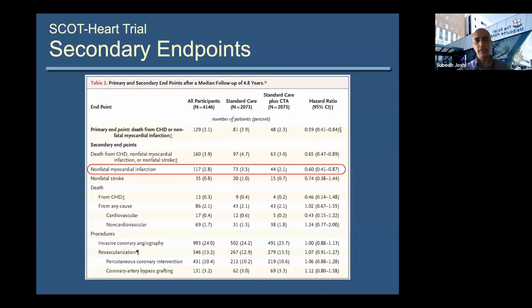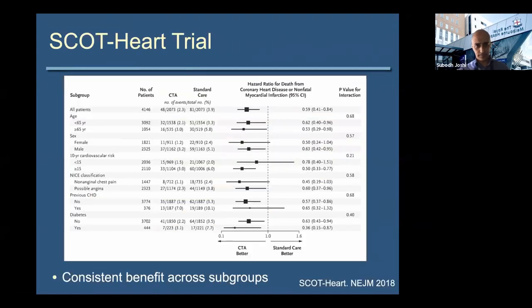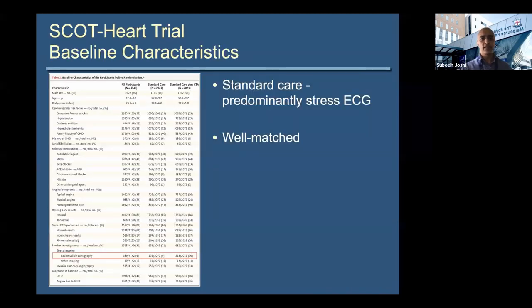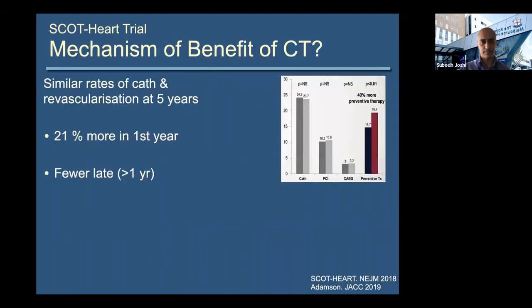When we dig into those secondary endpoints, we can see that it was really driven by non-fatal myocardial infarction, but all the other things such as death all headed in the right direction as well. And there was a very consistent benefit across all the different subgroups. There was no real heterogeneity of the treatment effect. In terms of the baseline characteristics, the thing I wanted to point out here once again is that they mainly had stress ECG rather than, say, nuclear stress testing, but otherwise they were very well matched. A lot of them were smokers too, actually, more than half.